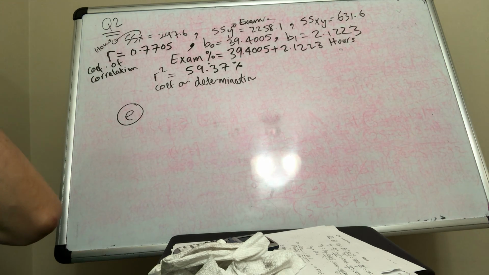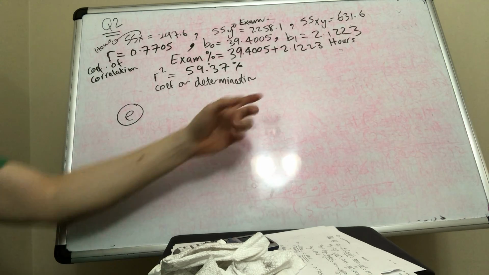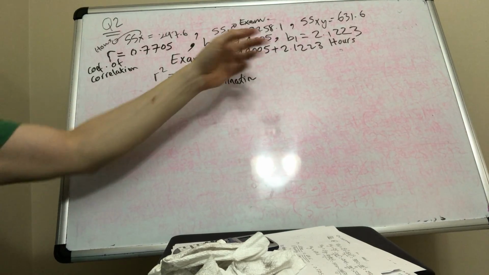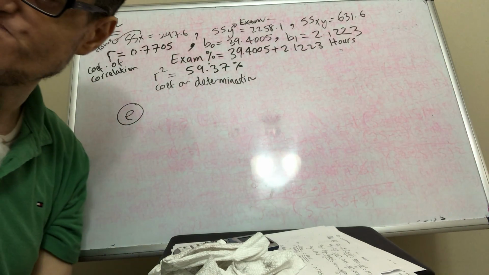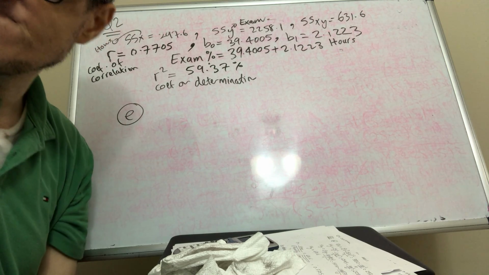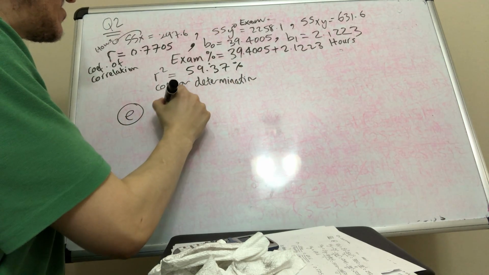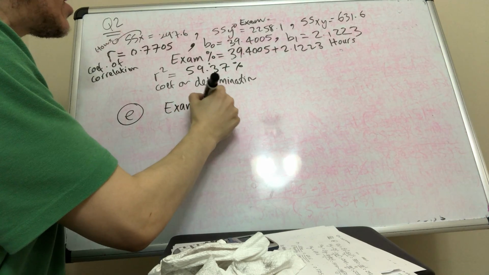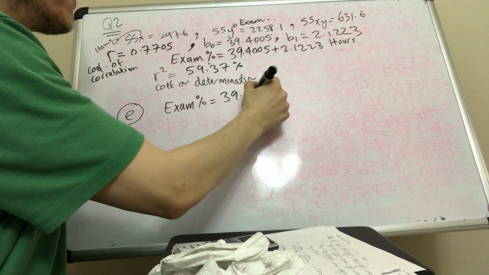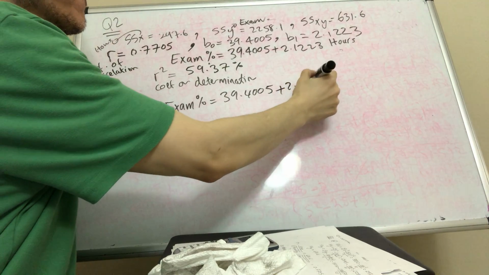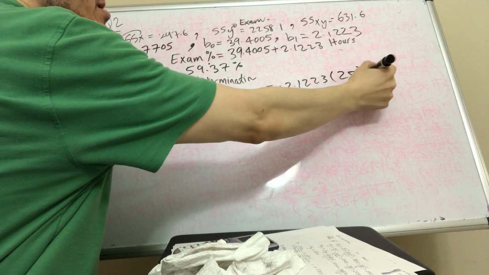But if they say, can you predict the mark for someone who studied 35 hours, you say no, outside range. 40 hours, no, outside range. 5 hours, outside range. So you can only use this equation to predict if you're within range. So you say exam percentage, and you say 25.